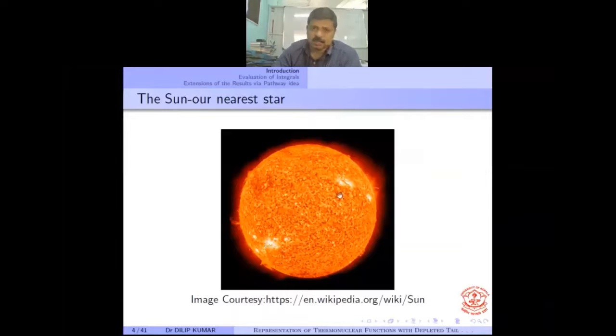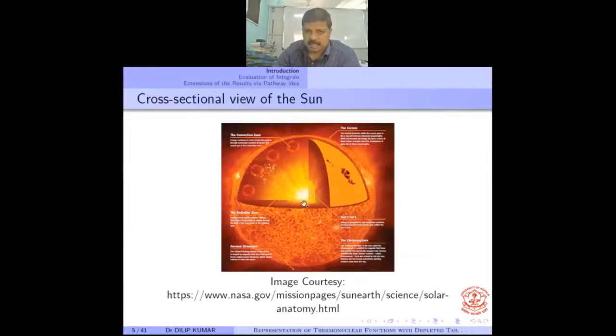I hope you all know that the energy produced in stars like the sun is due to the thermonuclear fusion reaction taking place in the sun. It is the core where the nuclear fusion reaction takes place, and passing through the various zones, it comes as energy to the earth and every part of the universe.